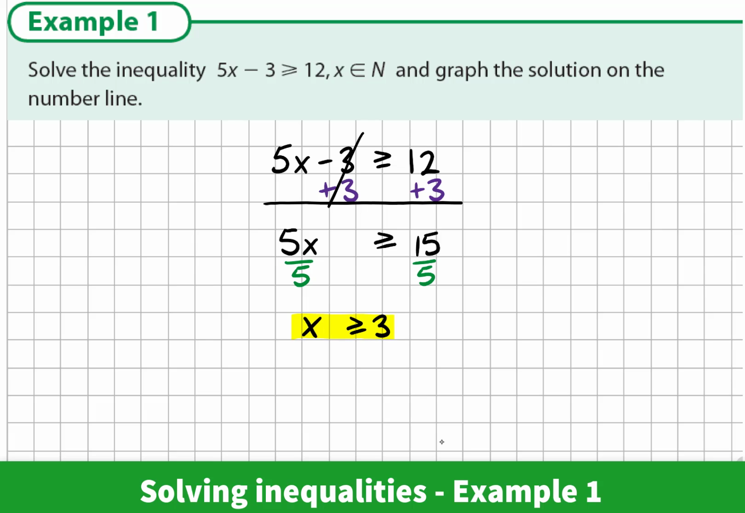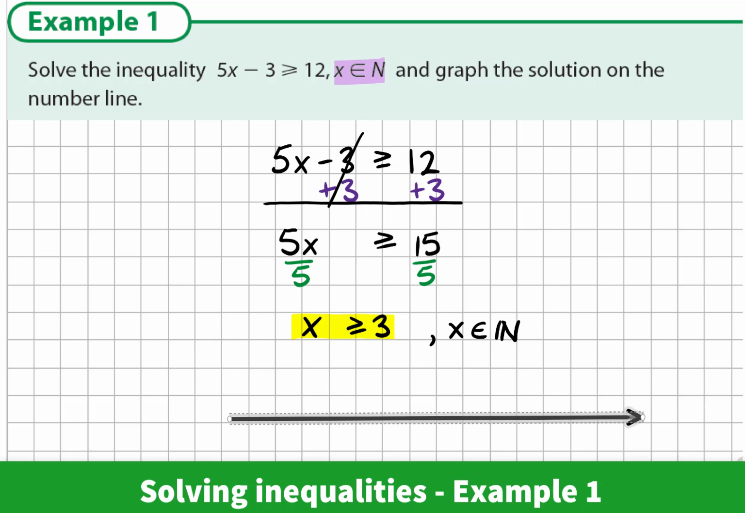Now we want to graph this solution on a number line. So x is greater than or equal to 3. I suppose you must also recognize that it's not every number greater than or equal to 3. X is only natural numbers. Natural numbers are counting numbers, whole positive numbers.